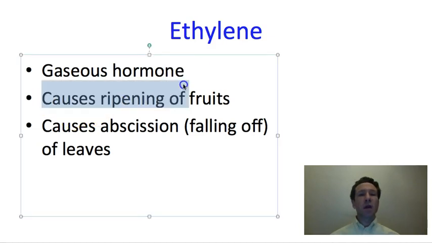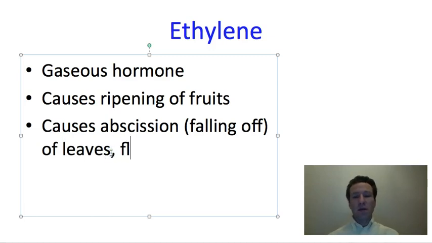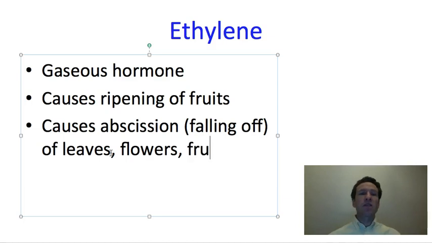Ethylene causes the ripening of fruits. It also causes abscission, which is a fancy word for falling off. And this is true, it can cause abscission of leaves. It also causes abscission of flowers that abort, and it causes abscission of fruits that are ready to fall off the plant.